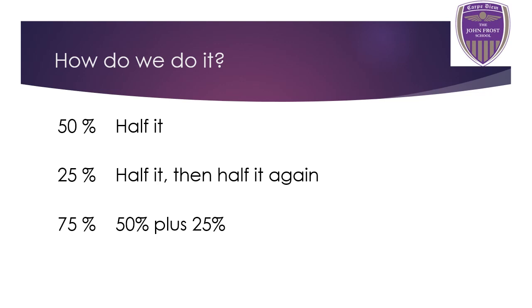To find 50% of something, we simply have to half it. That makes sense because 50% is half of something. Now 25%, we need to half it and then half it again, which also should make sense because 25 is half of 50. Now the slightly trickier one to figure out is 75%. We get that by adding 50% to 25%, and that gives you your 75%. So let's have a look at a few examples and see if we can crack some of these questions.